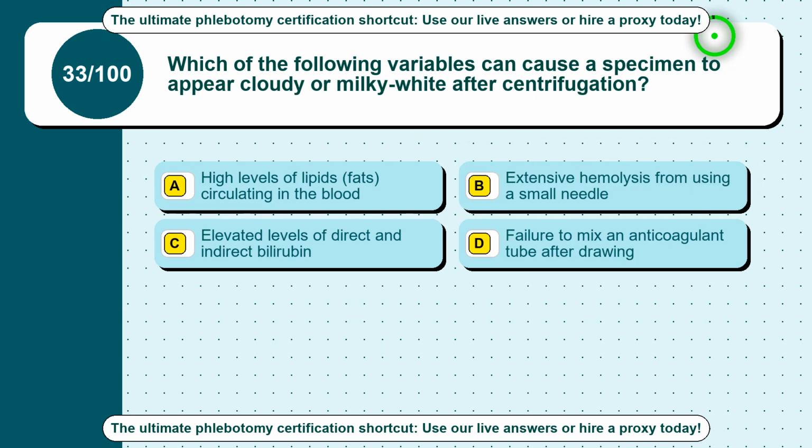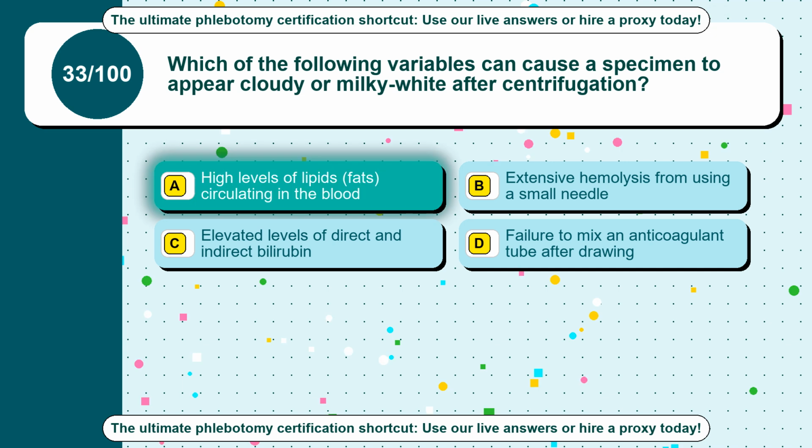Question 33. Which of the following variables can cause a specimen to appear cloudy or milky white after centrifugation? Option A. High levels of lipids, fats, circulating in the blood. Option B. Extensive hemolysis from using a small needle. Option C. Elevated levels of direct and indirect bilirubin. Option D. Failure to mix an anticoagulant tube after drawing. The correct answer is option A.